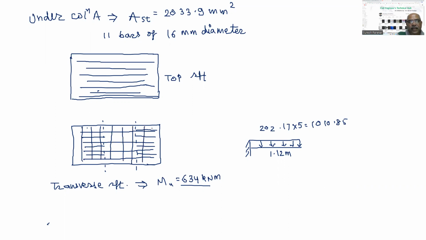And likewise, we have to solve this problem. They have mentioned there, do not check for one-way shear. So I have not considered the one-way shear.